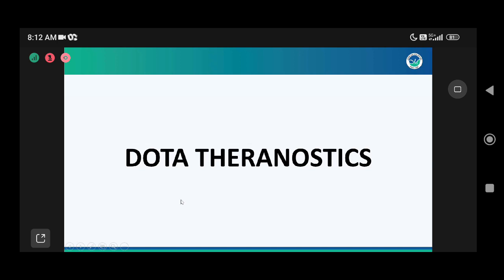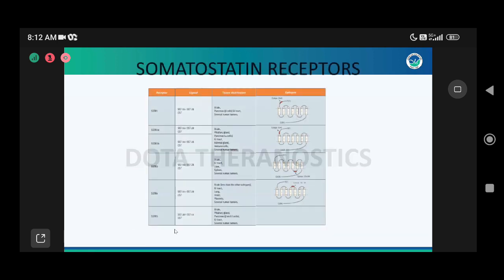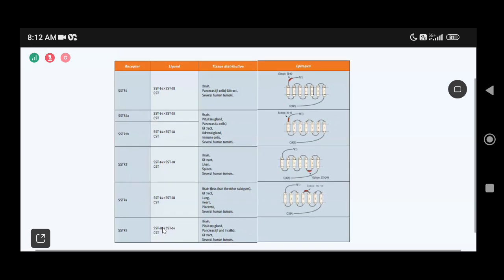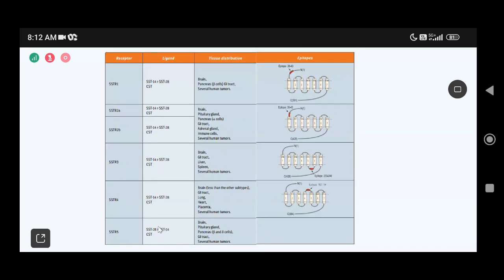Coming to DOTA Theranostics, so PSMA, as I told you, is a membrane antigen. The same goes to DOTA also. So this is the somatostatin receptor. So for prostate cancer cells, that PSMA will be there, whereas for DOTA, for neuroendocrine tumors, this somatostatin receptor is there in the cancer cell. So we target those somatostatin receptors.